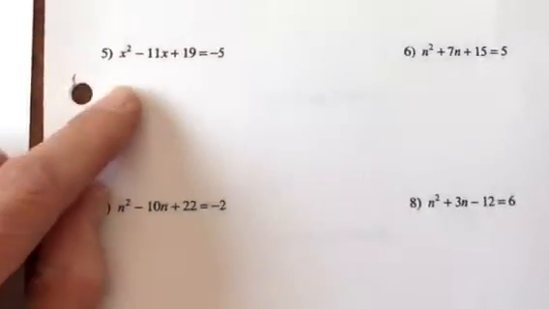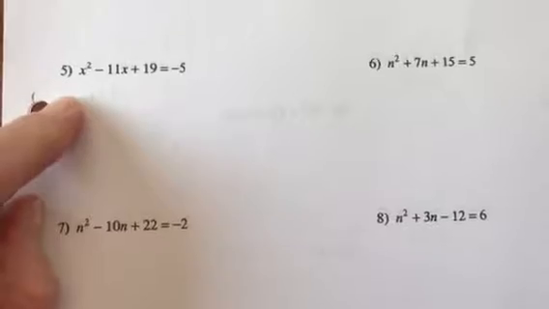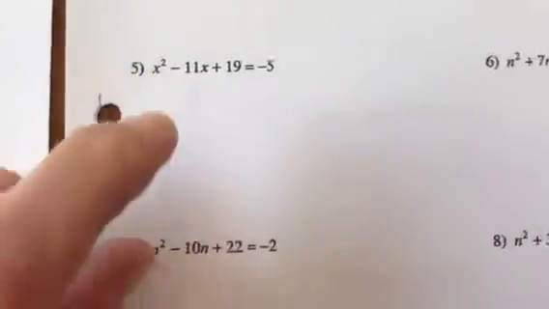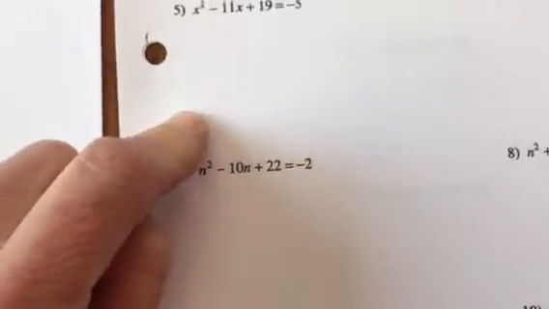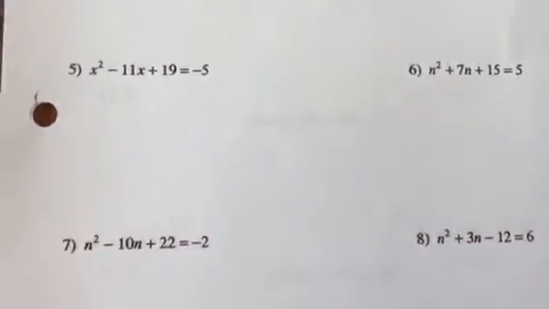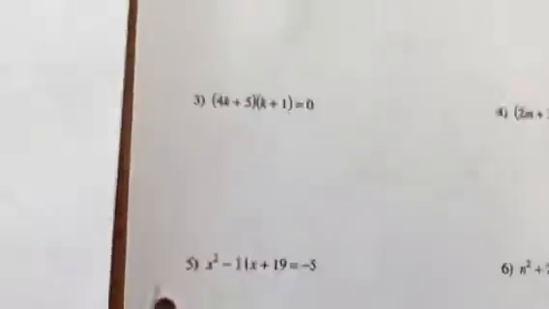On numbers 5 through 22, you have to do every problem twice. What you're going to have to do first is factor it, and you can work right here on this paper, okay? And then on your own notebook paper, you're going to need to solve it using the quadratic formula. Now let me show you what I mean real quick.